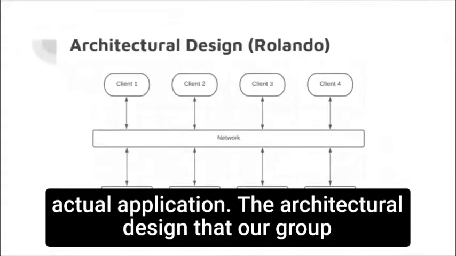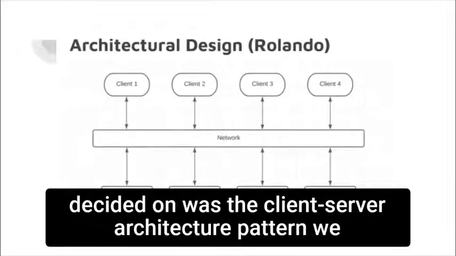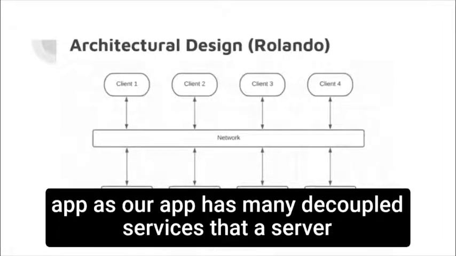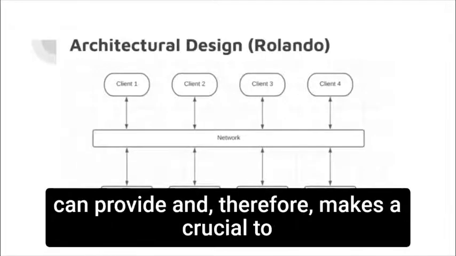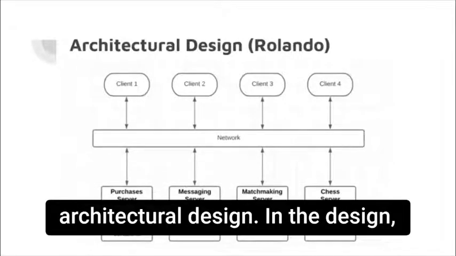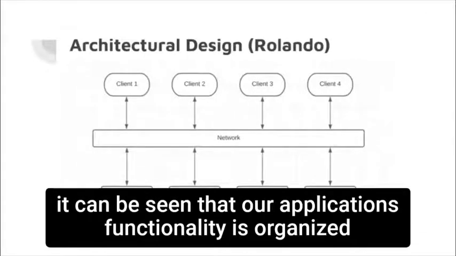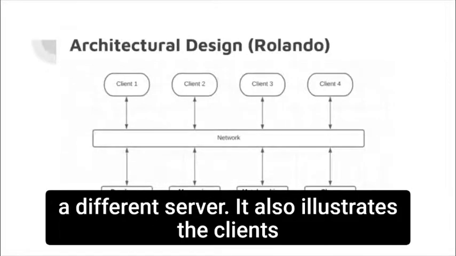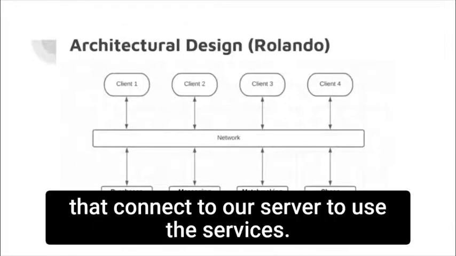The architectural design that our group decided on was the client-server architecture pattern. We found this design best describes the functionality of our app, as our app has many decoupled services that a server can provide, and therefore it makes it crucial to our architectural design. In the design, it can be seen that our application's functionality is organized into 4 services, where each service is delivered from a different server. It also illustrates the clients that connect to our server to use the services.